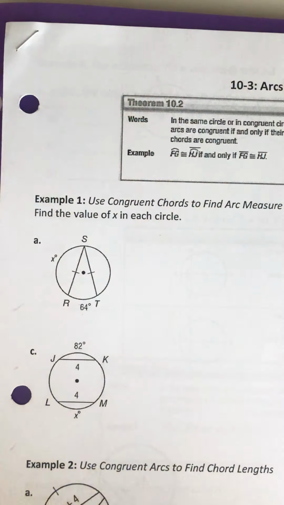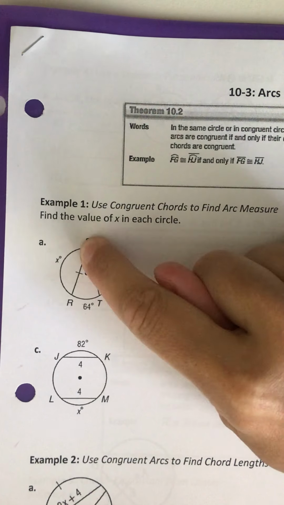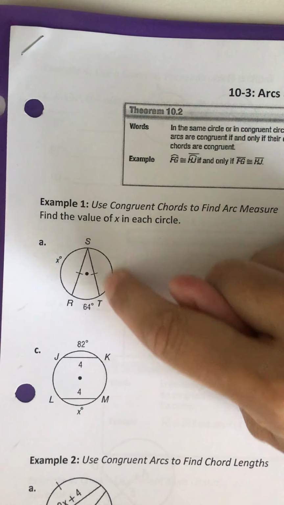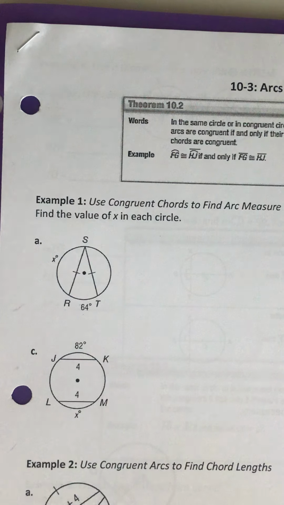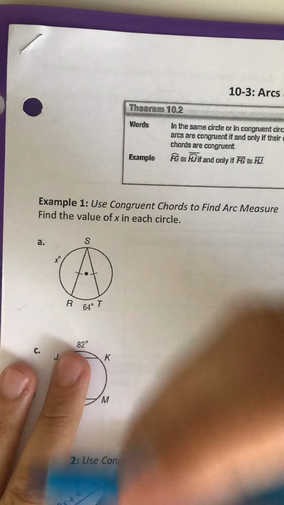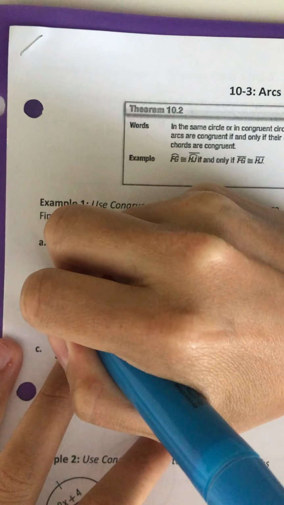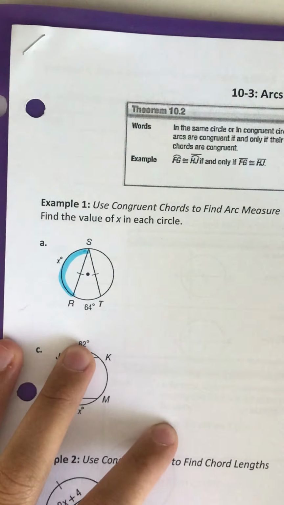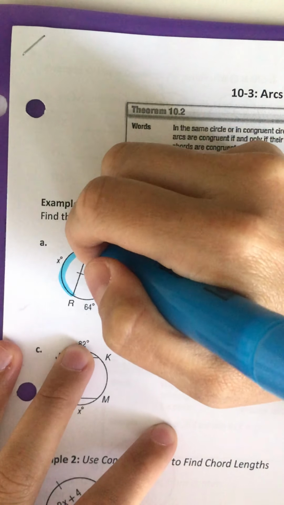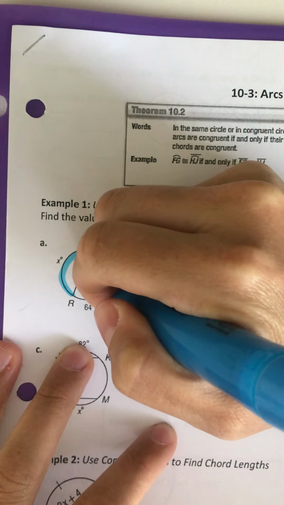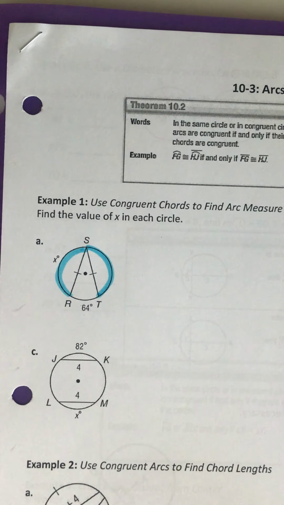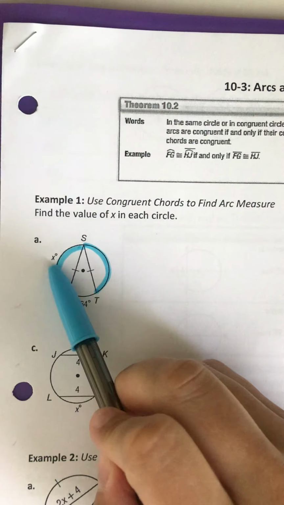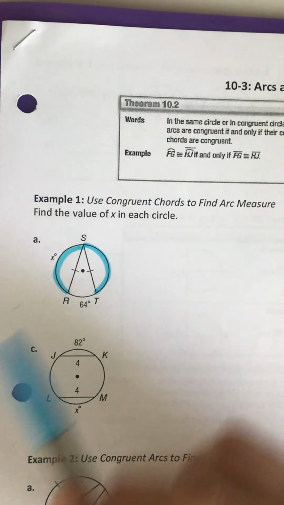This first one shows us that this chord and this chord are congruent. So what that means is this arc from R to S is going to be the same measurement as this arc from S to T. So we want to find what X is right here. So we know these two are the same.